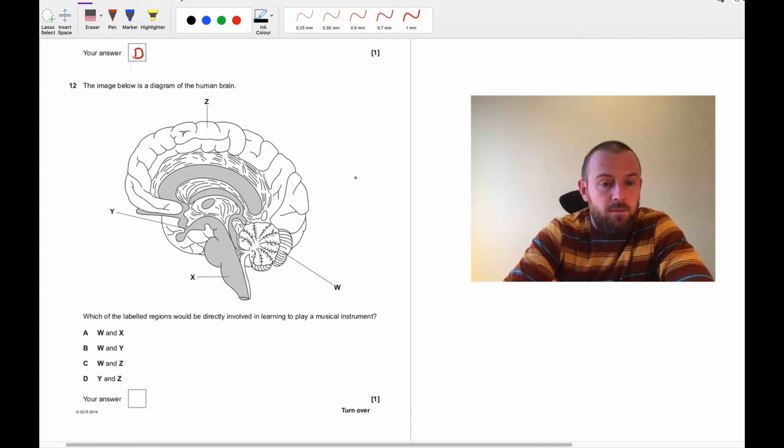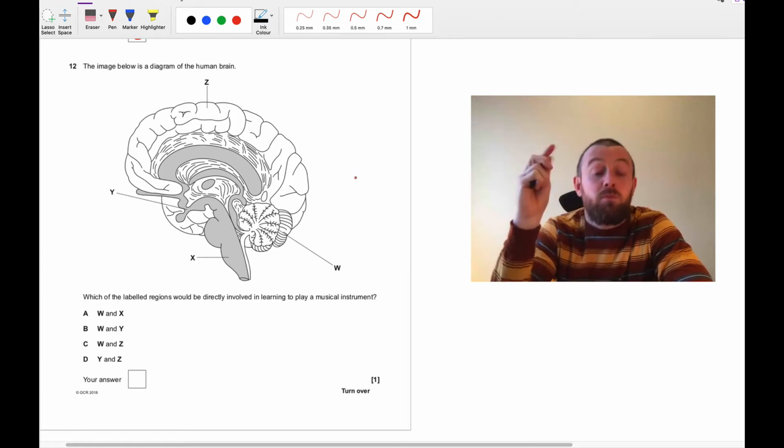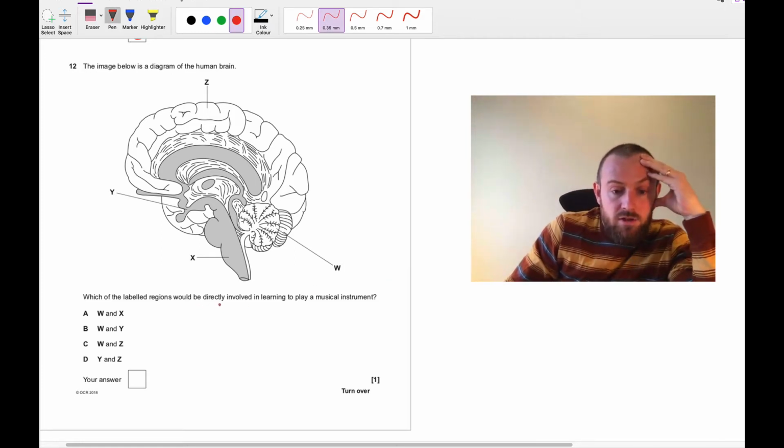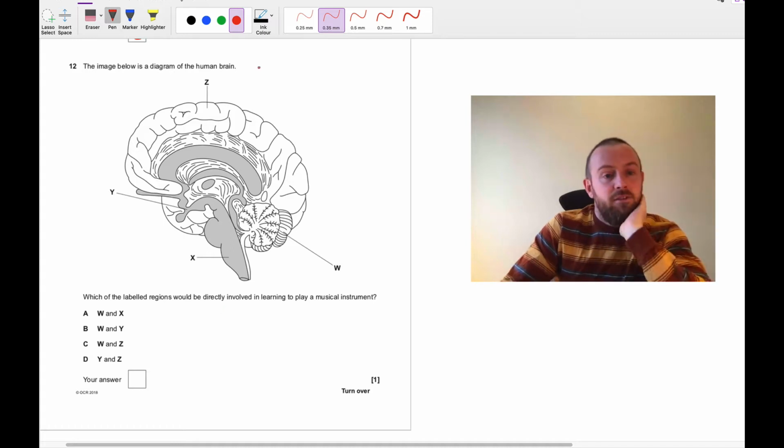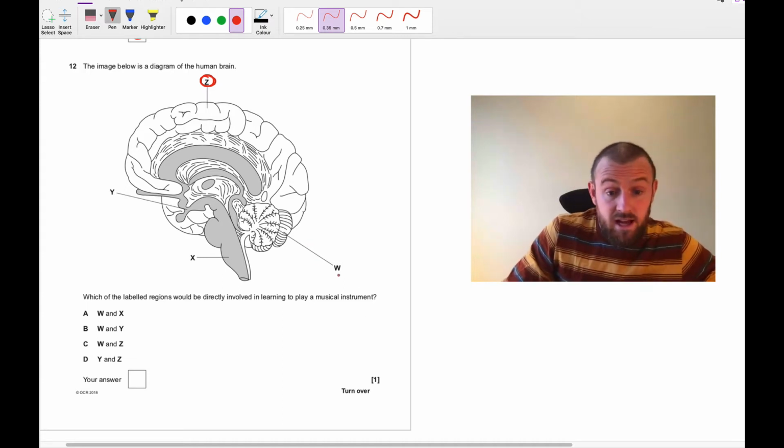12. Diagram of the human brain. Which of the labelled regions would be directly involved in learning to play a musical instrument? Well, definitely Z, because that is the cerebral cortex. And the other answer would be W, because that is the cerebellum. And the cerebellum is all about control of fine motor movements. So Z and W, and the answer therefore is C.